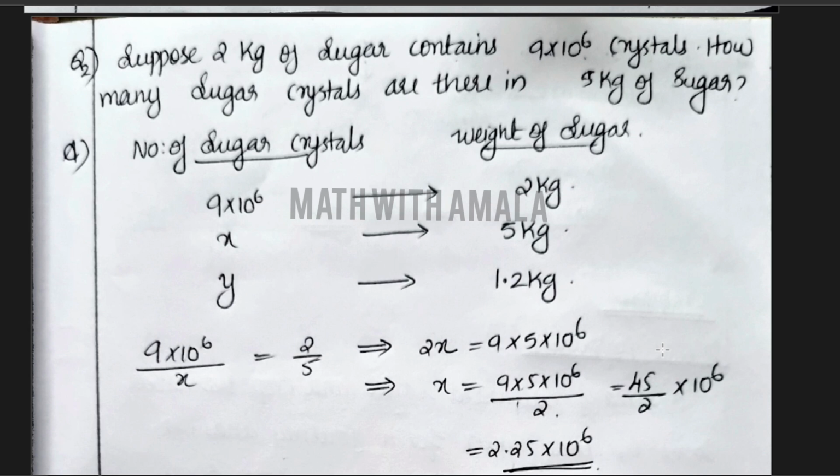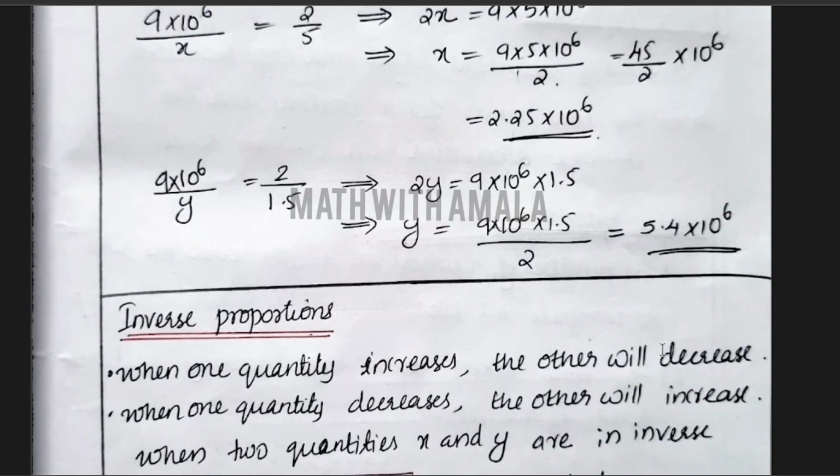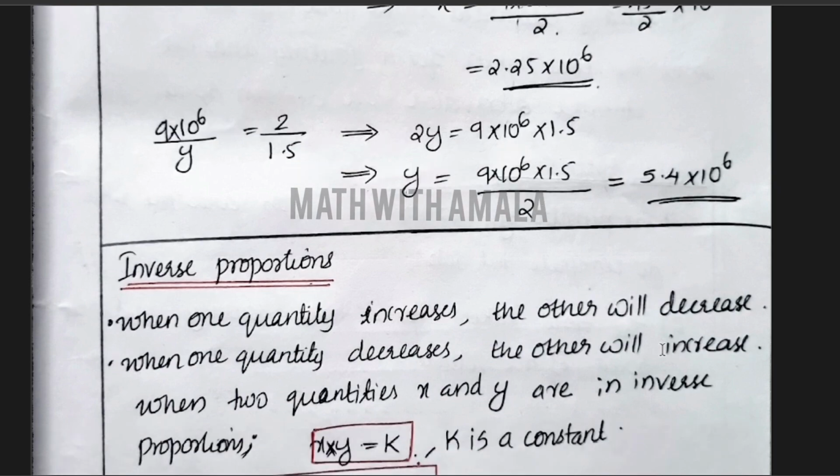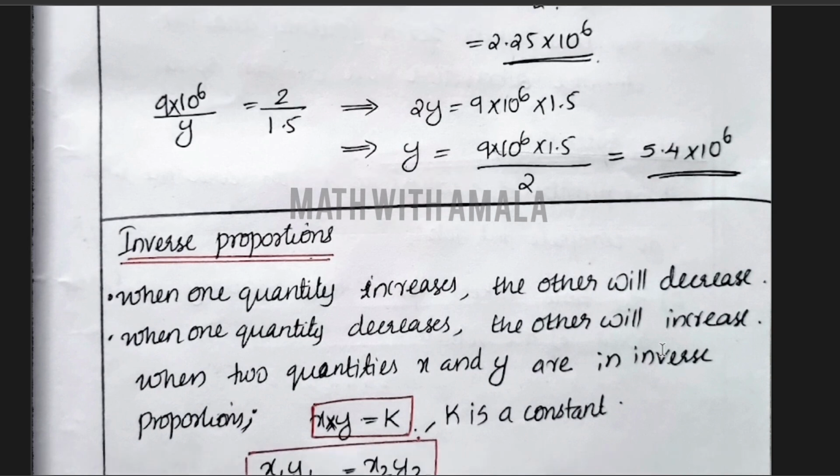Then 2x is equal to 9 into 5 into 10 raised to 6, that is 45 into 10 raised to 6 by 2, that is 2.25 into 10 raised to 6. You have to write it like 22.5. Likewise, you can go through the second case also, when there is some amount of kg, what will be the number of crystals of sugar present in it.